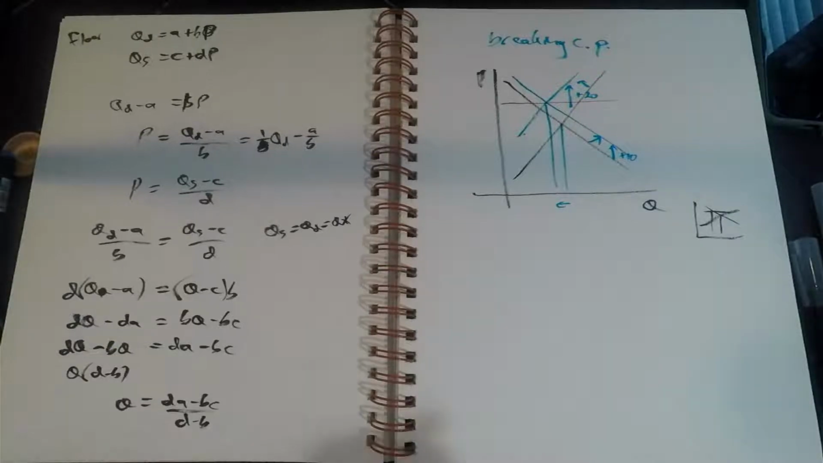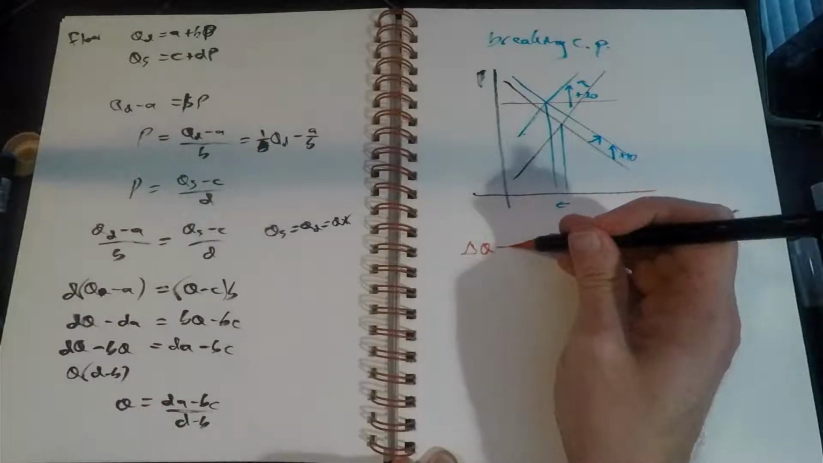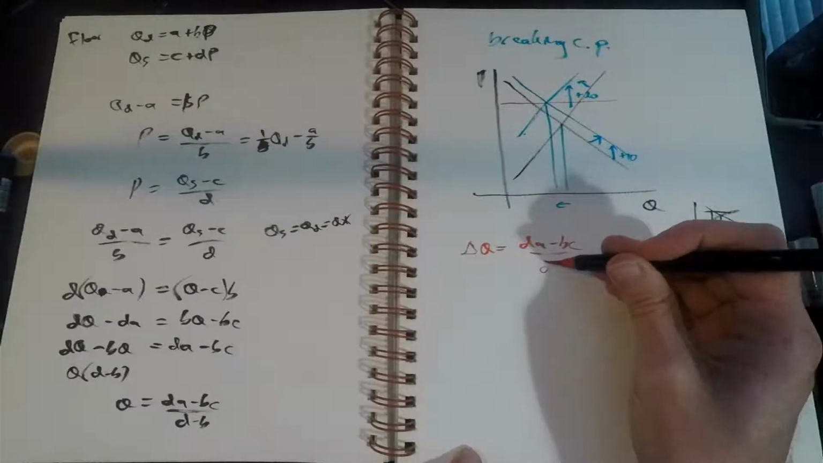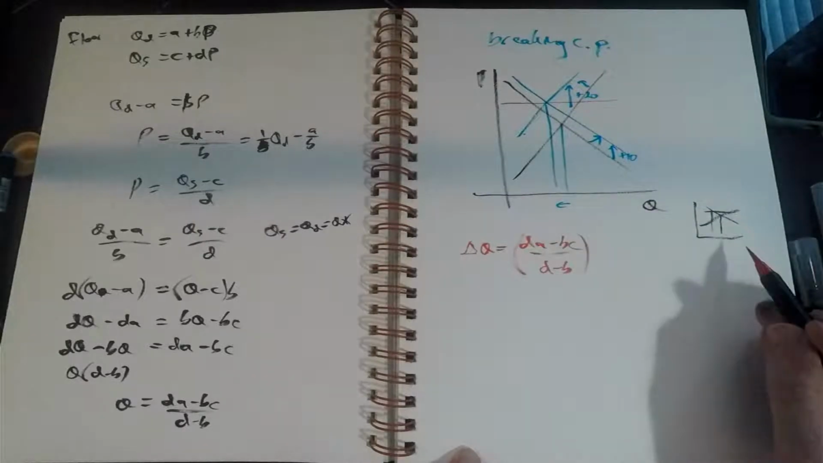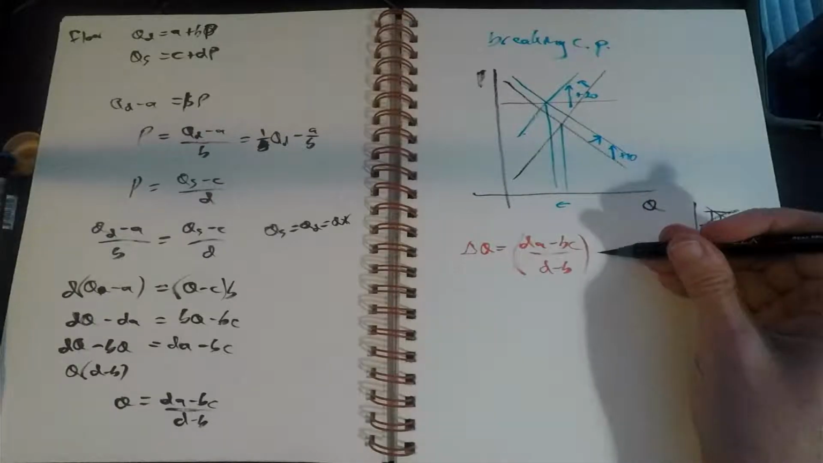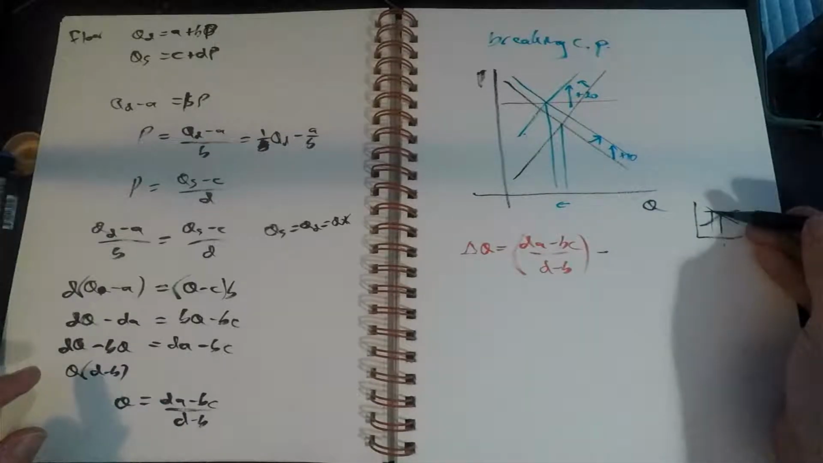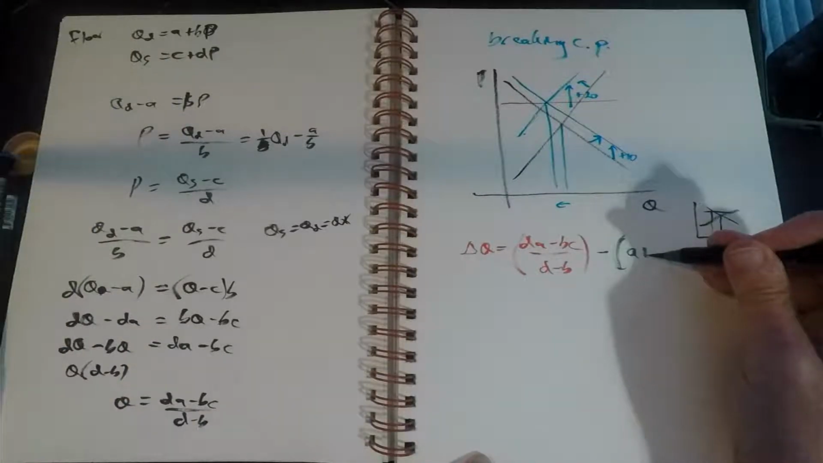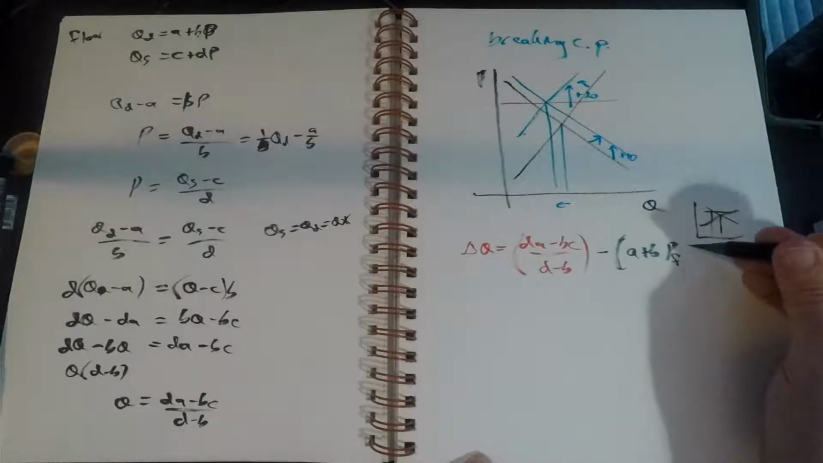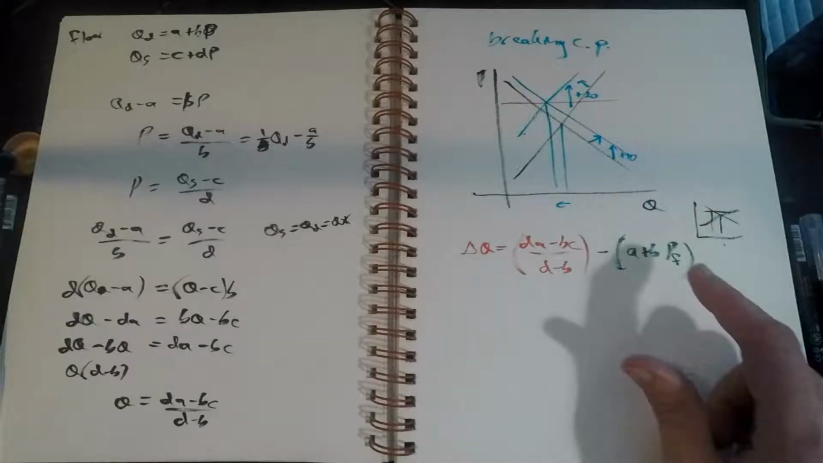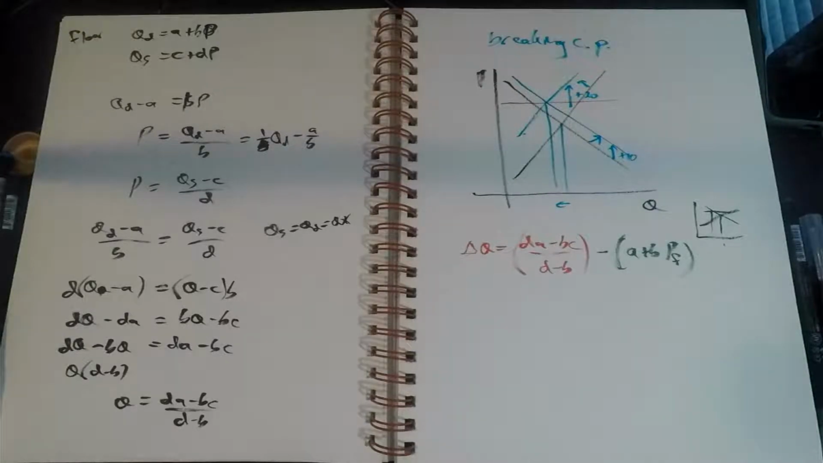So our delta quantity, delta Q, is going to be (dA minus BC) over (D minus B), our equilibrium quantity, minus the quantity we end up with, which is going to be where we hit the demand curve, which is going to be A plus B times PF for our price floor. Cool. That's delta Q, and there we're just going to plug in some value for the price floor.